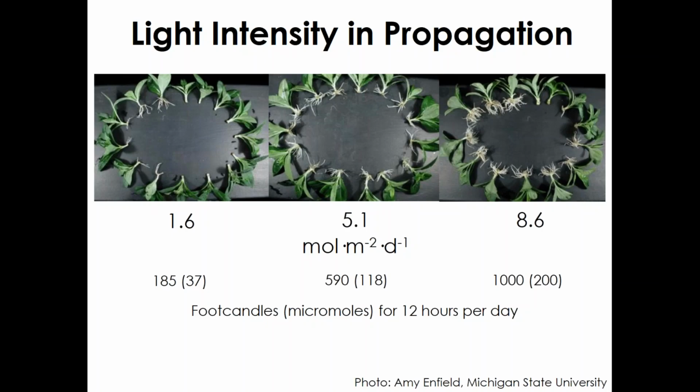Here's another nice example, and this is with a perennial. So we see that as that daily light integral increases, not only do we have an increase in rooting and a reduction in production time, but also in uniformity. So look at what happens when we have a very low daily light integral of 1.5 moles of light.